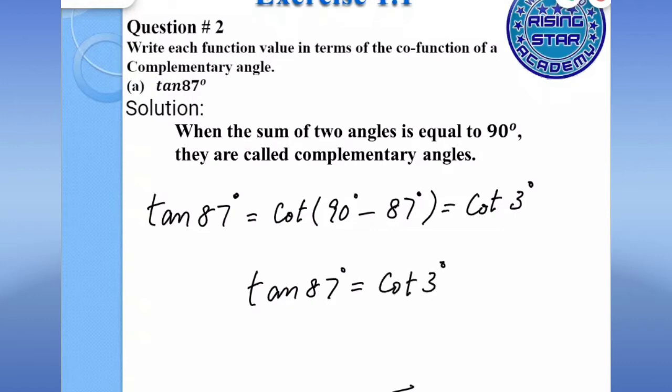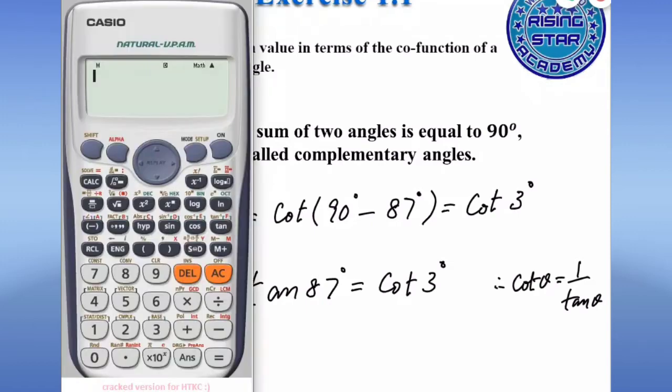I would also prove it by calculator. Both answers would be the same, but you need to know that cot theta is equal to 1 over tan of theta. So now I would use the calculator to check or verify our answer. Here my calculator is in degree mode. So I would check tan 87.